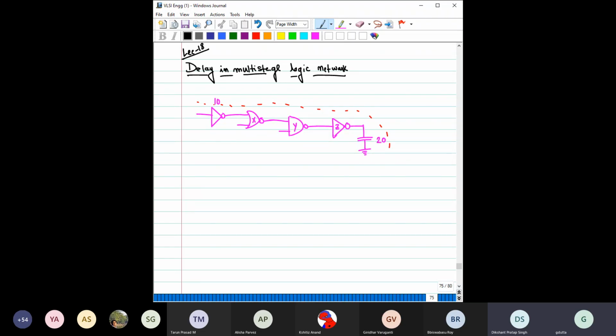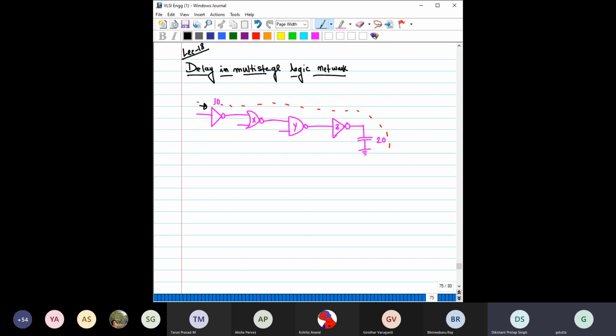Here we need to optimize for the minimum delay, that is, find the sizing of X, Y and Z so that we get the minimum delay. You have already noticed that when we say 10, it means the input cap is 10. Input cap consists of both the PMOS and the NMOS, so the total input capacitance is 10 units.